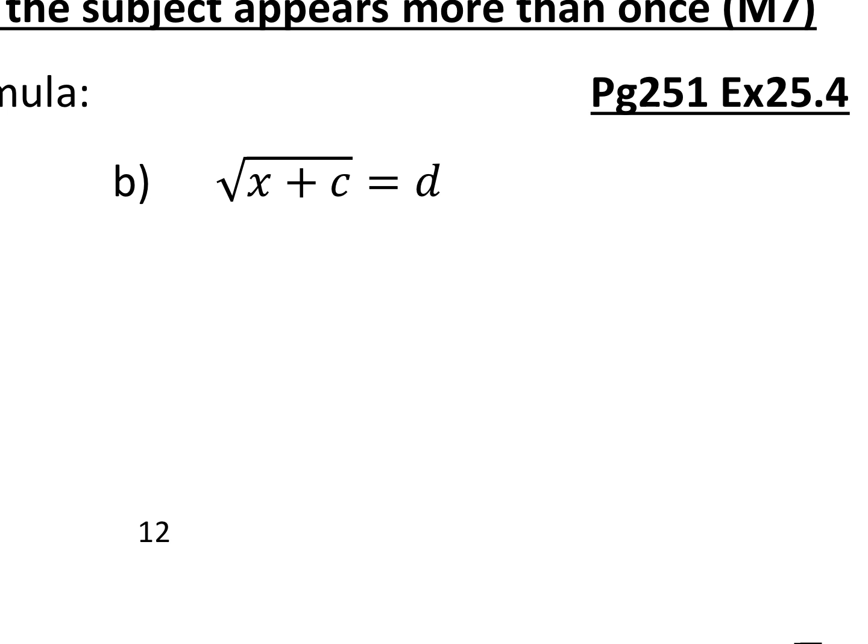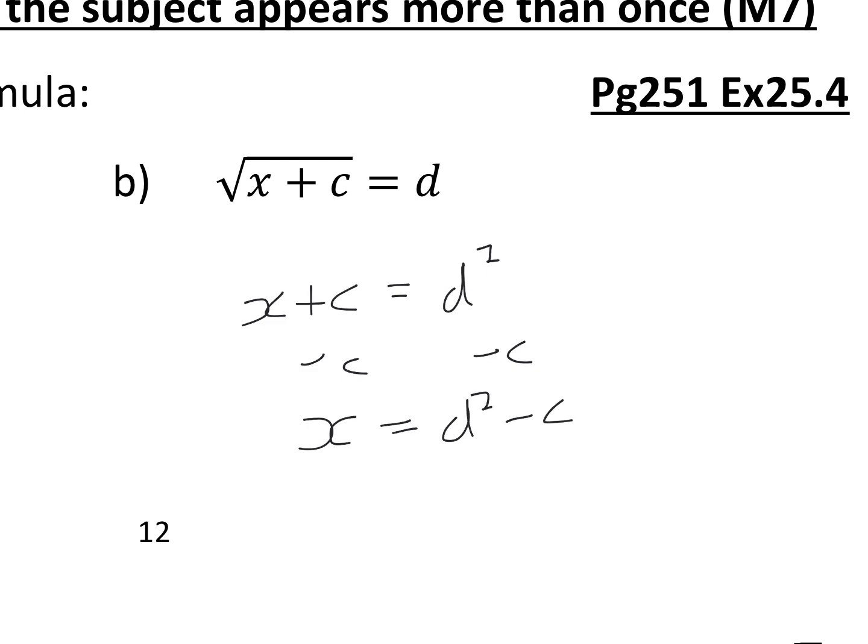Part B, here the whole left hand side has been square rooted, so we could reverse that and make the left hand side not be square rooted by making it x plus c. And if we do that by squaring the left hand side, we've got to do the same thing to the right hand side, and we have to square it. Then if x plus c is equal to d squared, we need to take off the c from both sides. So x would equal d squared minus c.